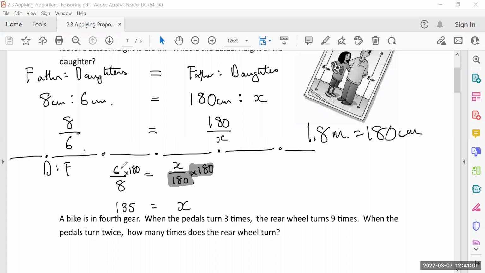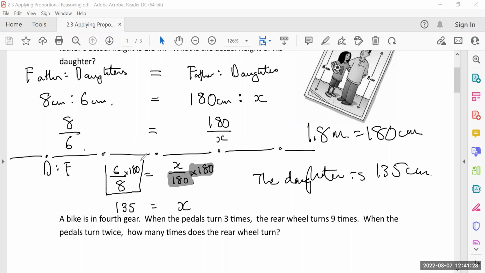Remember, this was centimeters to centimeters, this is centimeters to centimeters. It only makes sense. So we have, therefore, the daughter is 135 centimeters tall. If you like, they are equal, 1.35 and 135, as long as the units are consistent.